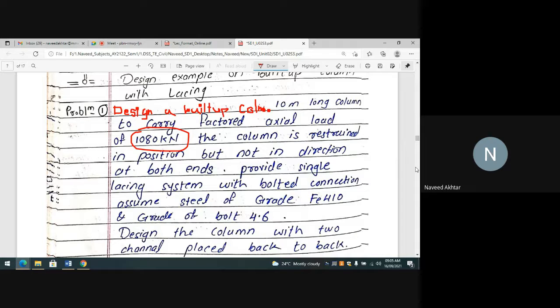Today we will solve one example on built-up compression member, and then our unit number 2 will finish after these examples. So design a built-up column. Write down this example. Sit with pen and paper so that you can understand what to write down with me. Okay, so this example we will solve.